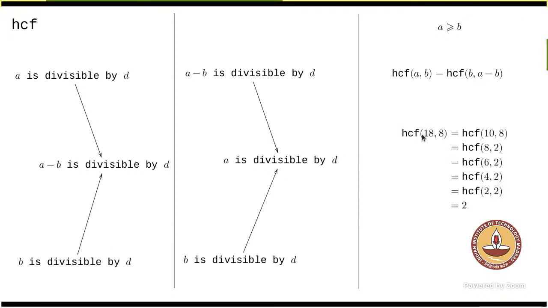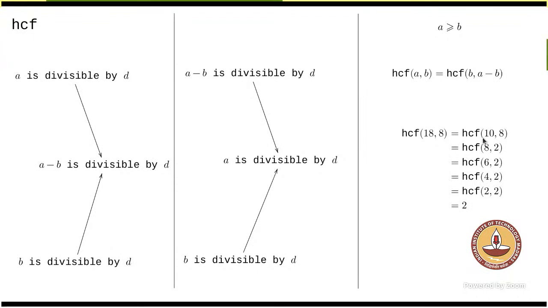Okay, so let's quickly do this for a particular example of 18, 8. The basic idea is this: you take two numbers and then find the HCF of the smaller of the two, which is 8, and the difference between the two. So you have 18, 8, and you've transformed that problem into a smaller problem where you are finding the HCF of 10 and 8. Both are the same. You are using this formula. Just treat this as a formula, nothing else.